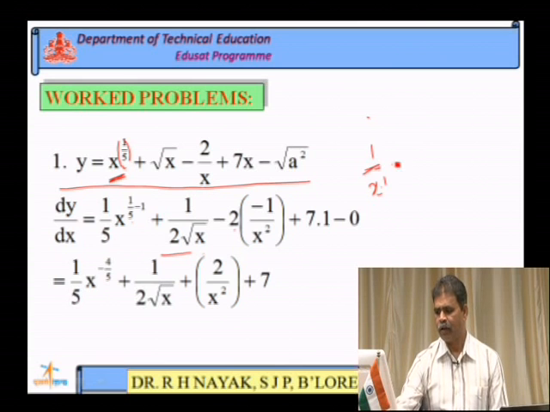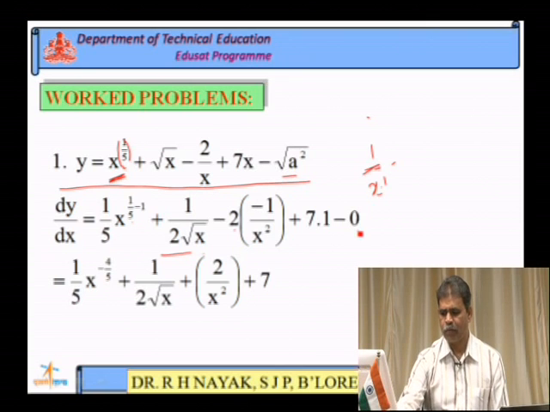Then the derivative is minus n divided by x to the power of 1 plus 1, that is x square. Then differentiation of 7 into x: 7 is constant. According to constant into function, we have to keep the constant as it is, and x is to be differentiated. Differentiation of x is 1. Root of a square, root of a cube, is constant. Differentiation of any constant is 0. Hence we get 1 by 5 x to the power of, here if you take the LCM, what is the LCM? 5 is the LCM.